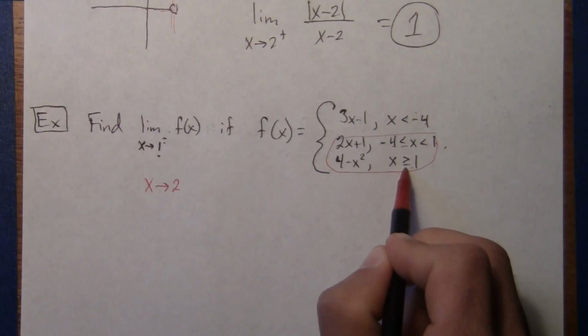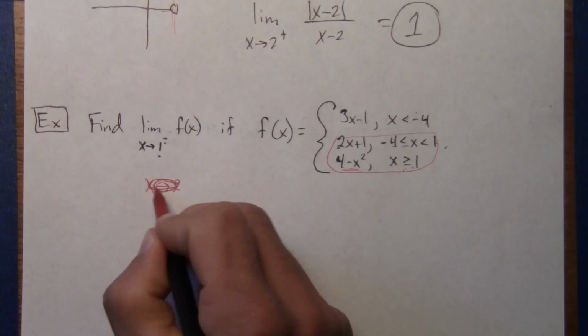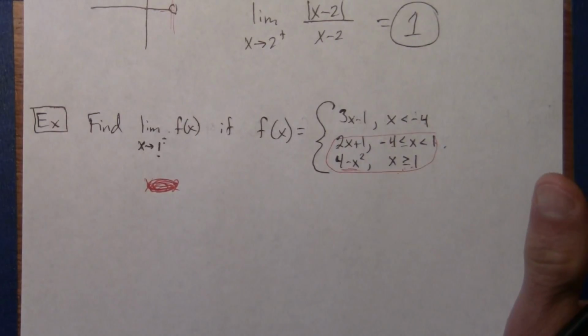It fits in this inequality, so you simply plug 2 in, that's your answer. Alright, so if you get something that's not on the endpoint, that actually makes it really easy.